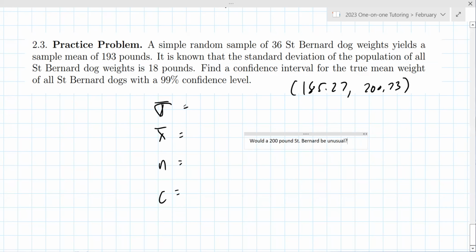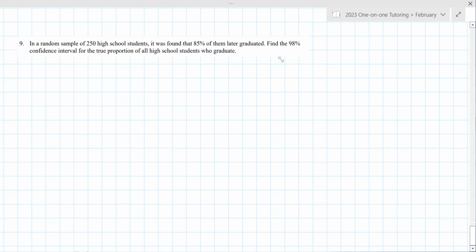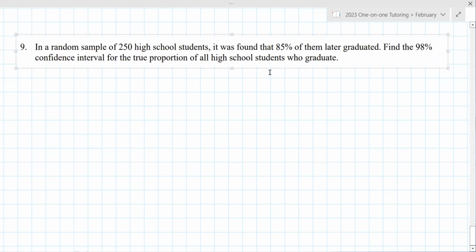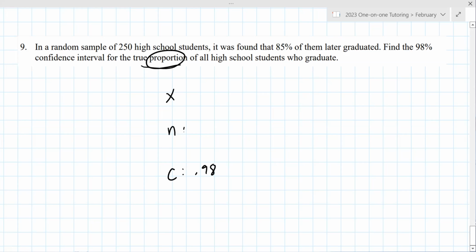Okay. Here's another one, a proportion problem for us to look at. I'm telling you that because this one has a problem that we kind of looked at last time, but we'll see if we can more fully understand it. In a random sample of 250 high school students, it was found that 85% of them later graduated. Find the 98% confidence interval for the true proportion. It's telling you proportion, which means that you need X, N, and C. So C is 0.98, N is 250, but what is X in this problem?